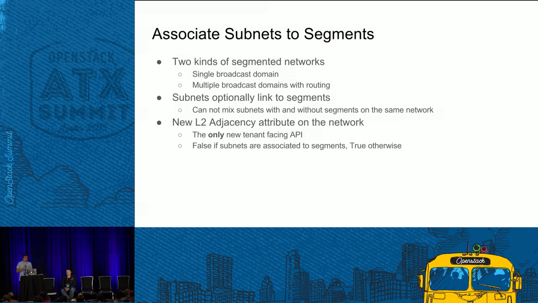And we're going to add one new API. Actually, this is the only new API that's tenant-facing. We'll add a new L2 adjacency attribute on the network that reflects this, so that end users can tell what to expect from a network, whether to expect L2 adjacency or not. And that's just going to be a true-false flag on the network. We're not going to store it. We're just going to compute it on the fly. It'll be false if subnets are associated to segments and true otherwise.